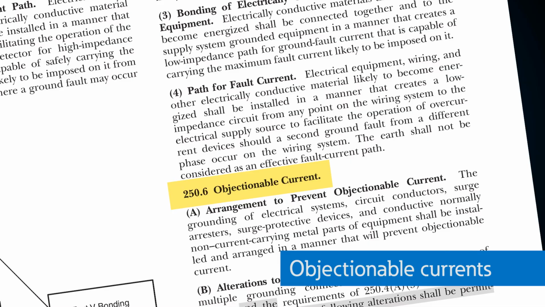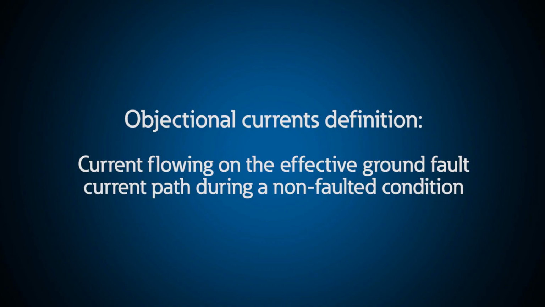All right, last statement about grounding: objectionable currents. Now, we use this term objectionable currents in Article 250 of the National Electrical Code, but you know there's no definition in the NEC. And when there's no definition, you know what you do? You make it up. So this is my definition: current flowing on the effective ground fault current path during a non-faulted condition.